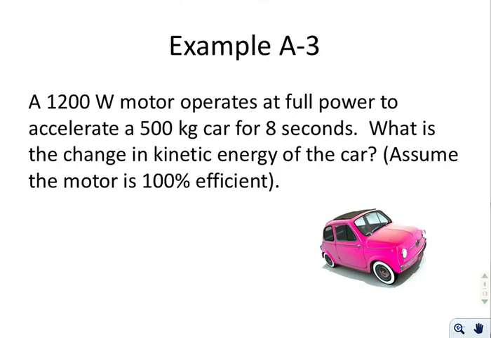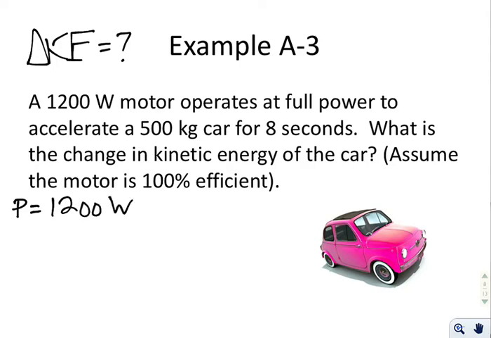This one says you have a 1200 watt motor that operates at full power to accelerate a 500 kilogram car for 8 seconds. It asks what is the change in the kinetic energy of the car, and it says assume the motor is 100% efficient. So we are trying to figure out the change in kinetic energy. If we look at what we've got, we have a power because it's a motor, 1200 watts. We are trying to accelerate a 500 kilogram car for 8 seconds.